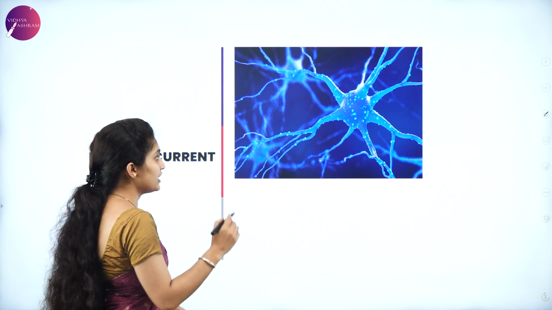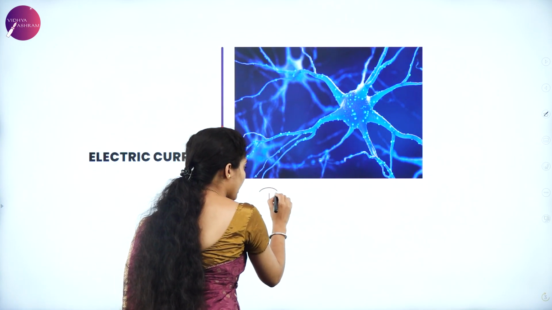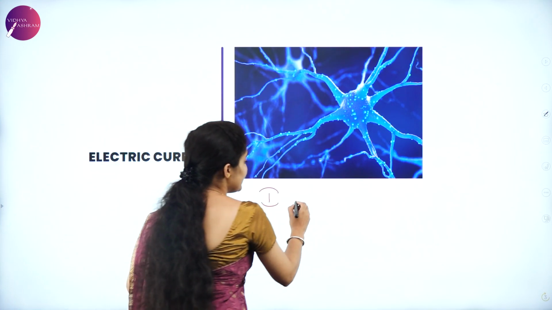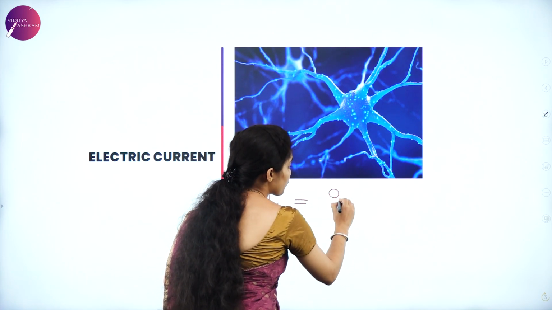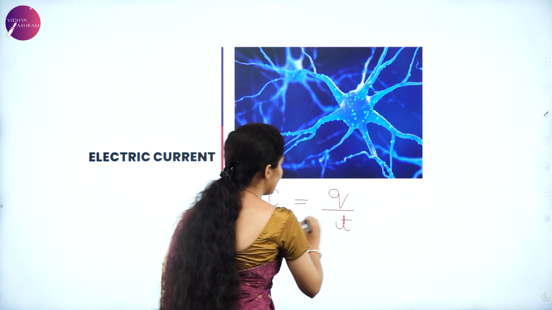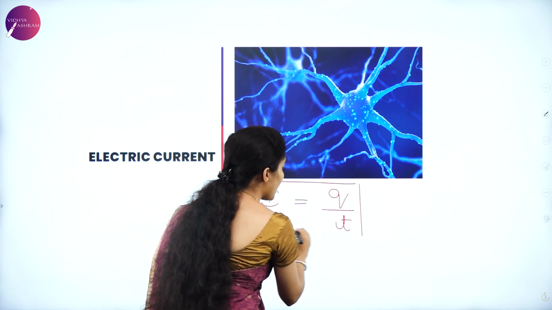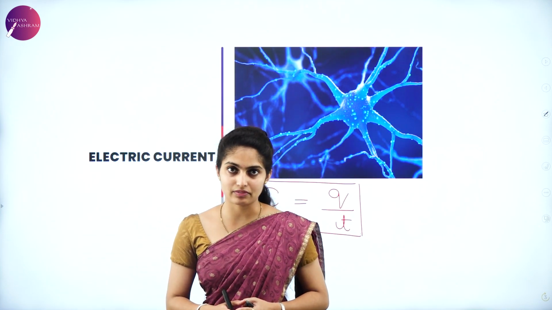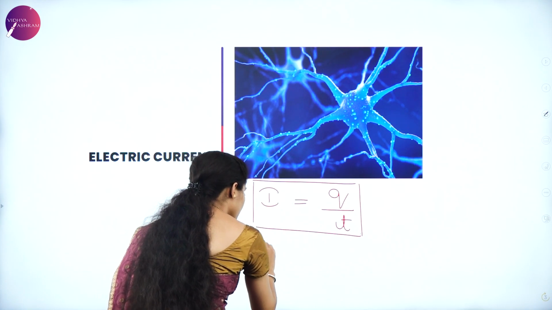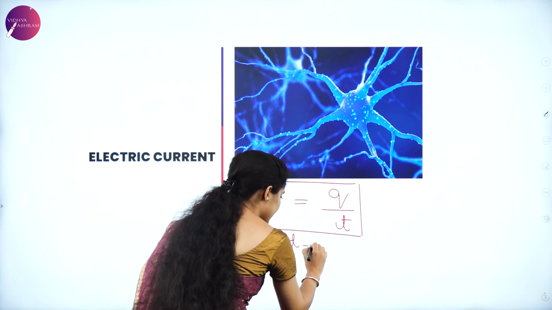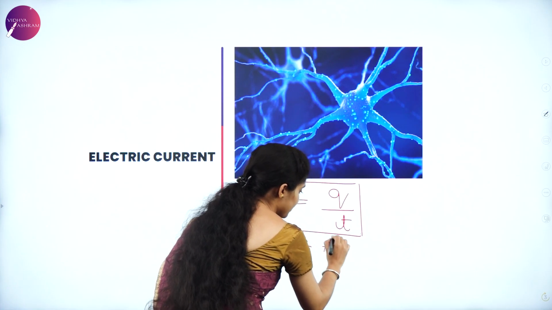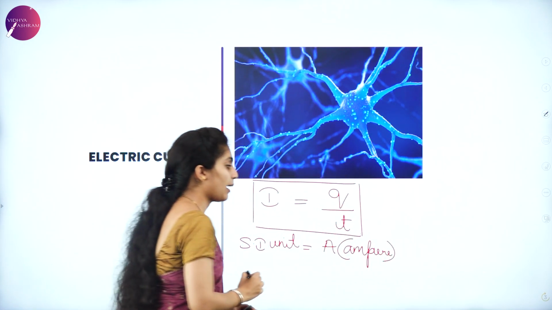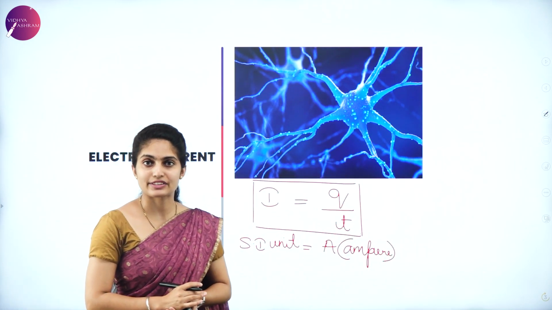So what is electric current? Electric current is represented by I. I is the alphabetical symbol for the current. Current is given as the charge flowing per unit time, which is said to be electric current I, and it is given in ampere. The SI unit of current is ampere, written as A. Okay, so that is all about electric current.